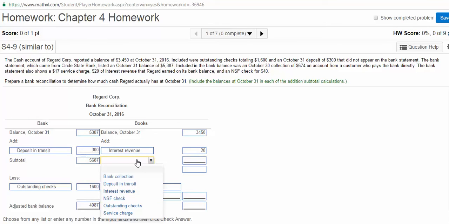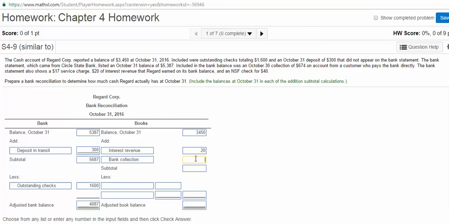Another thing is any kind of bank collection. Notice here it says included in the bank balance, that's on the statement, was an October 30 collection of $674 on account from a customer who pays the bank directly. Since this customer pays the bank directly, the books wouldn't know about this until the books look at the bank statement. So we're going to put this as bank collection, and it's a total of $674.